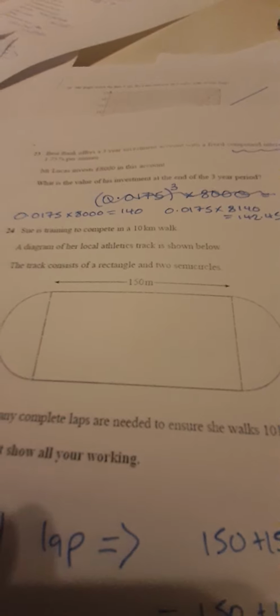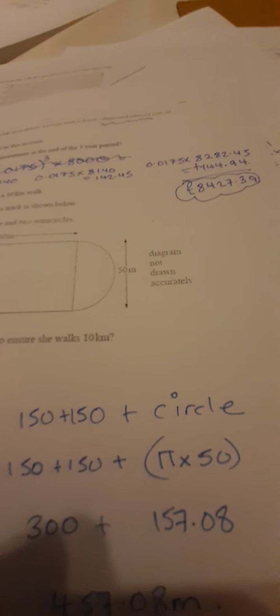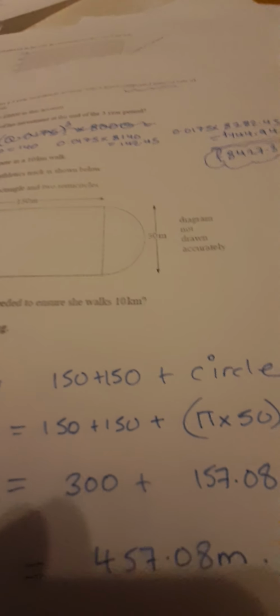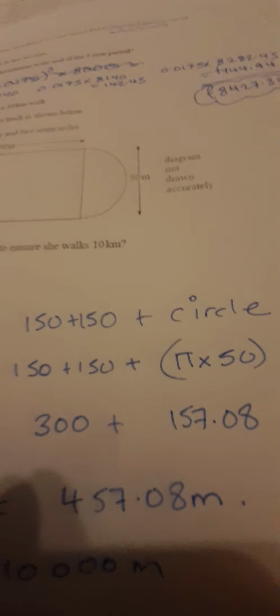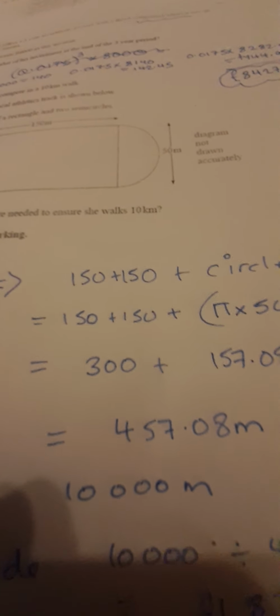£8,427.39. This one is about a circular pitch, sorry. What you really want to do in this question is work out how far is 1 lap. So 1 lap is going to be 2 straight lines added to the distance around a circle. And remember, the distance around a circle is the circumference, pi d. So first of all, 1 lap is 150, add the circle. So 150, add pi times 50. The diameter of that circle would be 50. 300 add 157.08 equals 457.08.